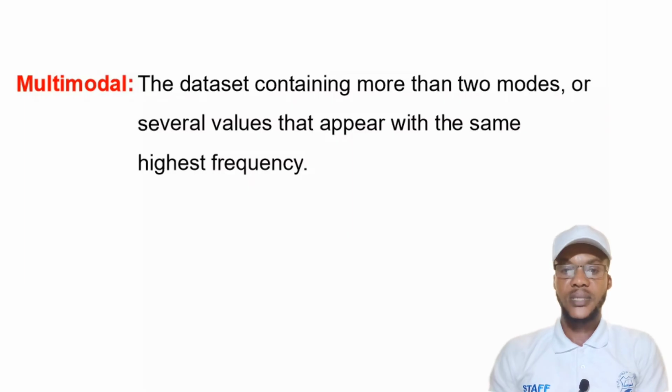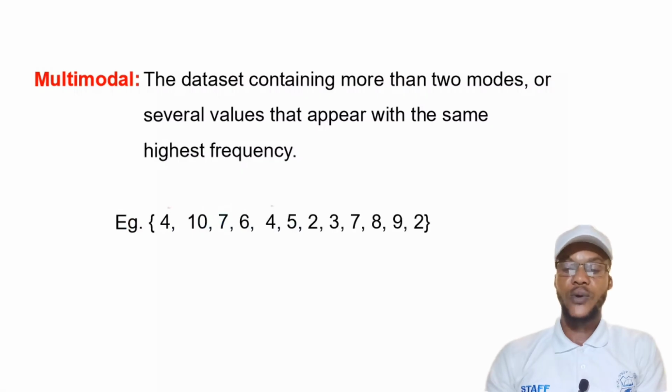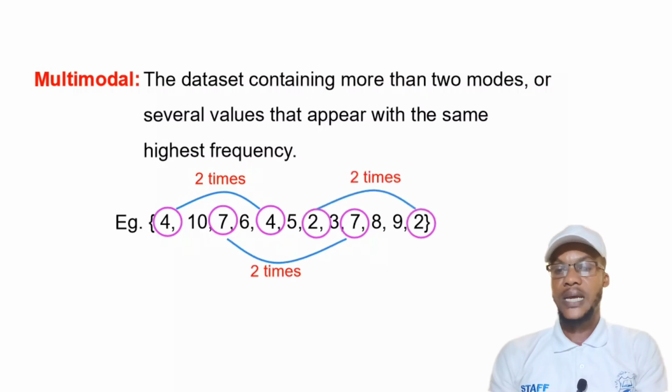All right, that is the multimodal. For instance, let's take this example. You realize that we have 4, which appears 2 times, and then we also have 7, which also appears 2 times. Then we have 2, which also appears 2 times. So you realize that we have 3 different numbers that occur the same number of times, and that becomes multimodal. When you have more than 2 values occurring with the same highest frequency, then we say it is multimodal.